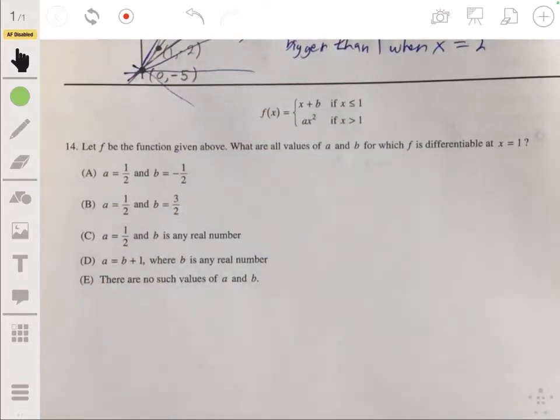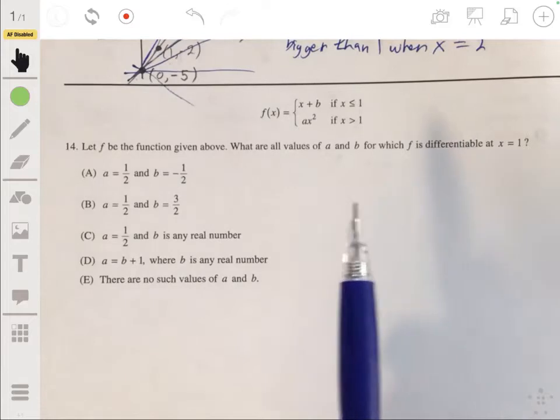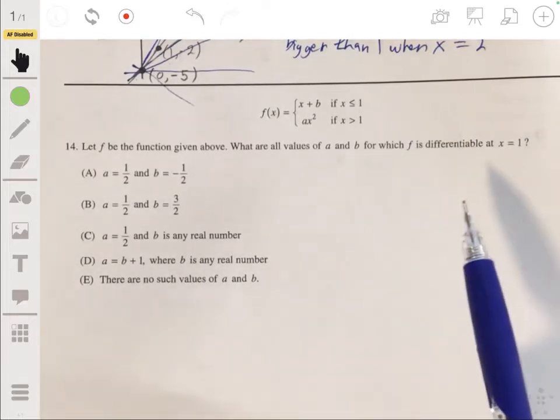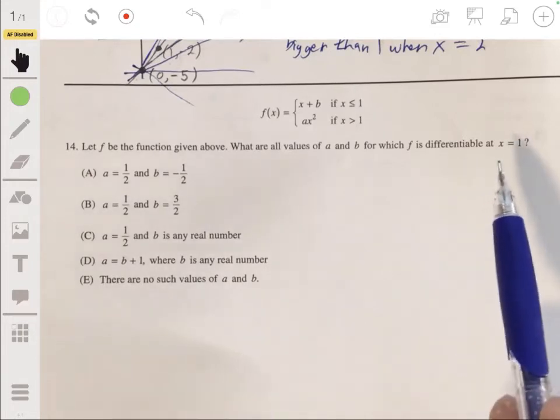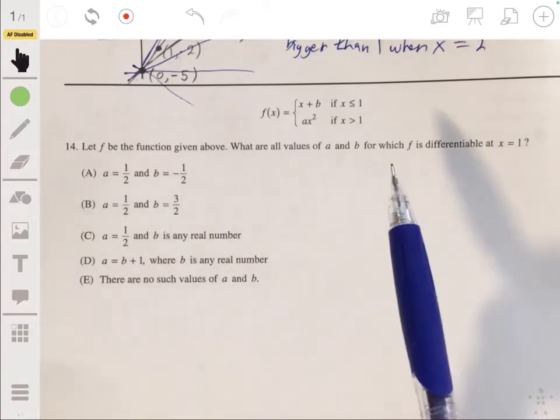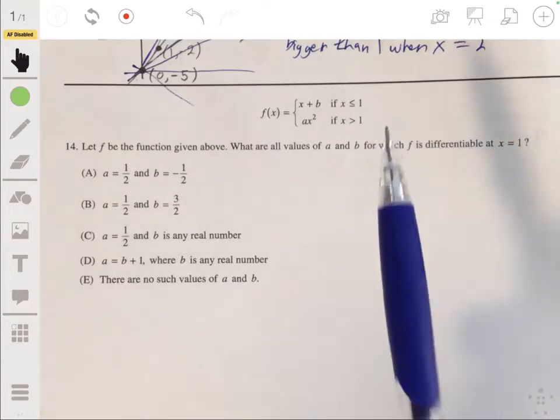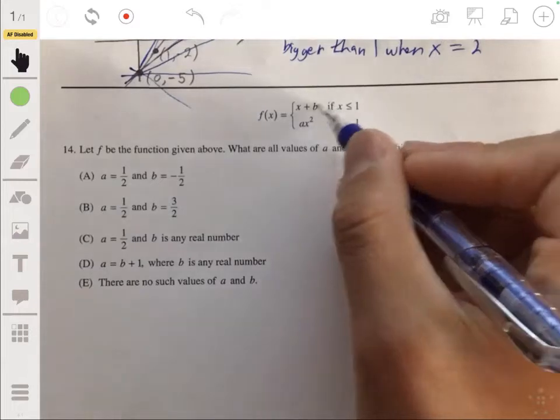All right, 14. Let f be the function given above. What are all the values of a and b for which f is differentiable at x equals 1? Okay, so for it to be differentiable at some point, it first has to be continuous. So let's first set this up so that it's continuous at 1.